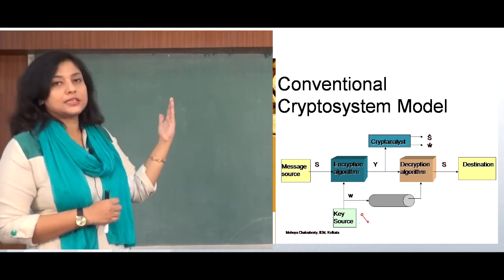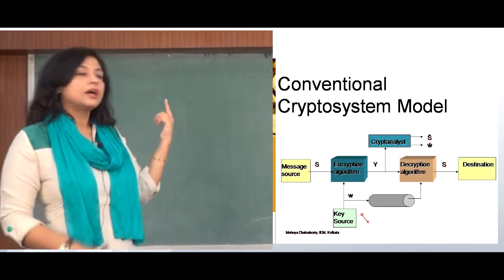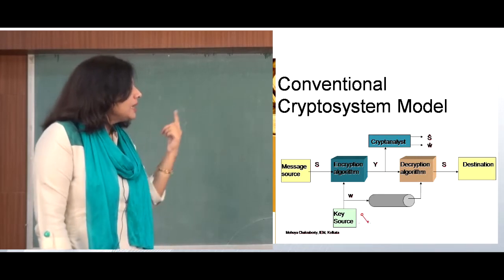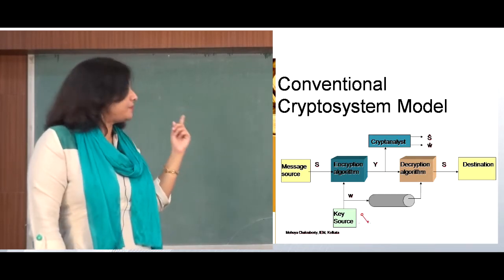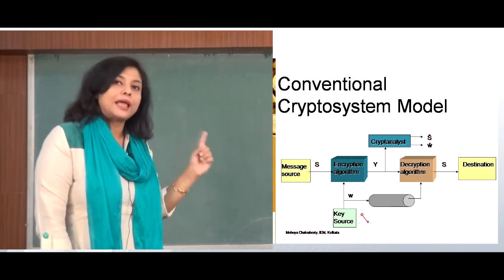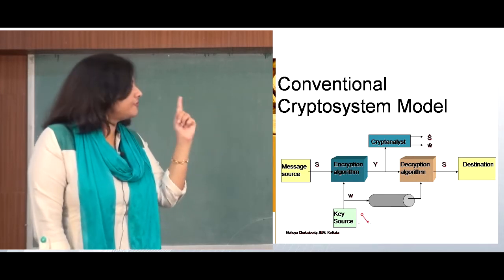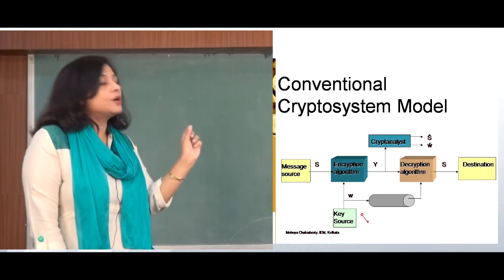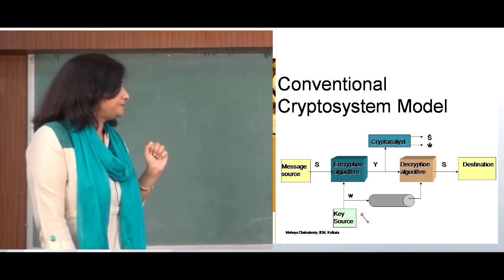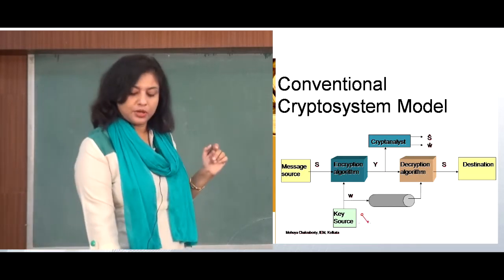There the cryptanalyst or the hacker is sitting to identify the exact replica of S, which is the plain text. In order to get an exact replica of S, the cryptanalyst should find out the value of W. So he is trying to get the replica of W, and he is observing the patterns of Y that is going over the communication channel. So this is the conventional crypto system model.